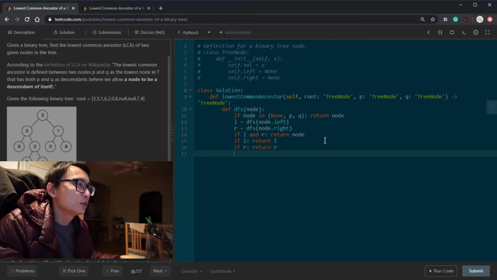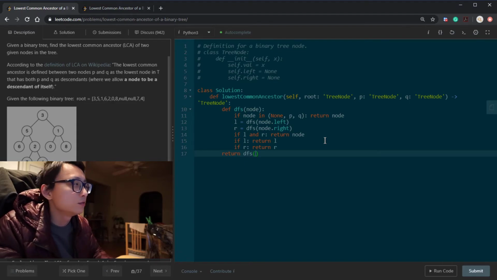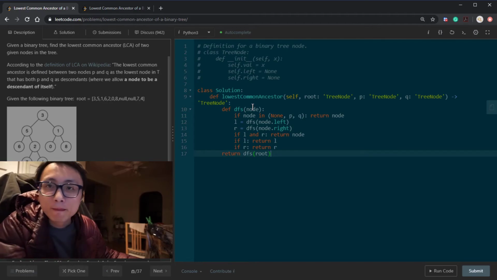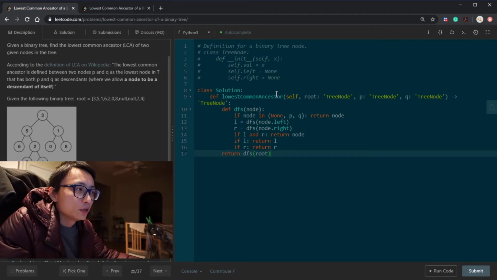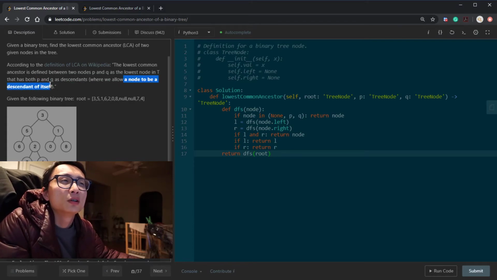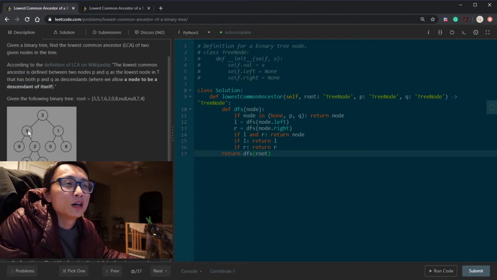So that's pretty much the logic. As a tree myself, as a whole, I'm just going to call this on root. So that's pretty much the code. I guess one thing to mention is the property here: a node can be its own descendant. So let's say that the node is 5. If you ask the left, it's none. If you ask the right, it will return.